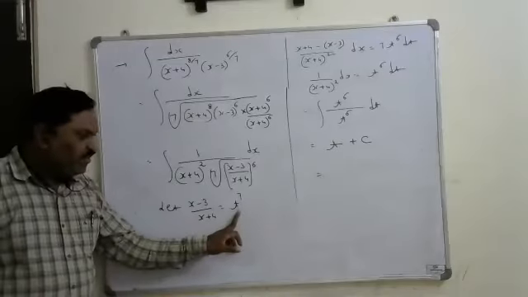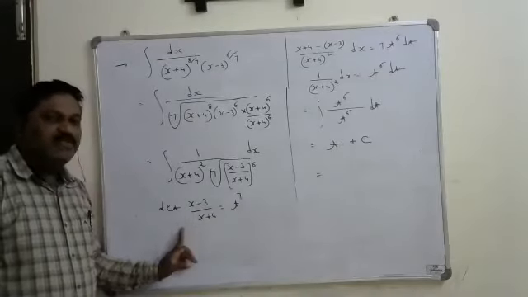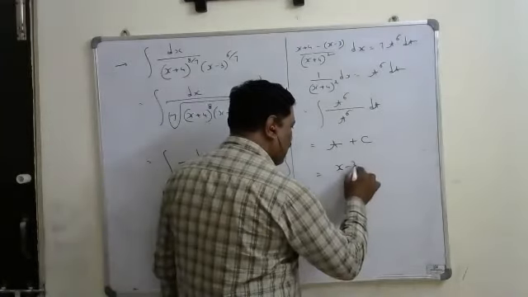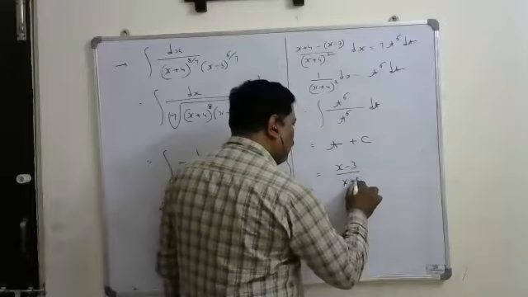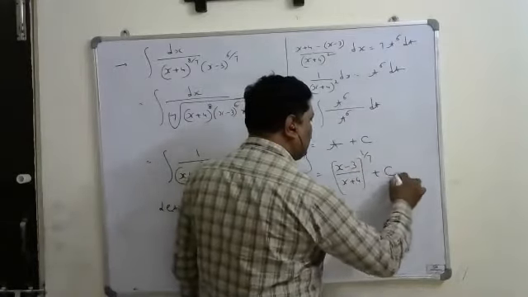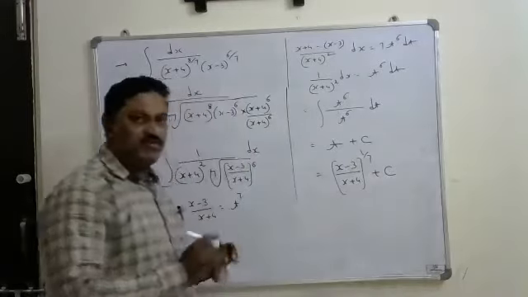Then the value of t means bring this 7 to this side, that becomes the 7th root. So therefore the answer is (x minus 3 upon x plus 4) whole power 1 by 7 plus c. So this is the answer for it. So this is the model of the problem.